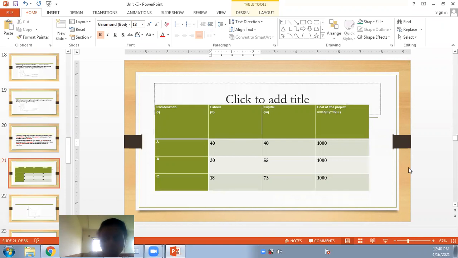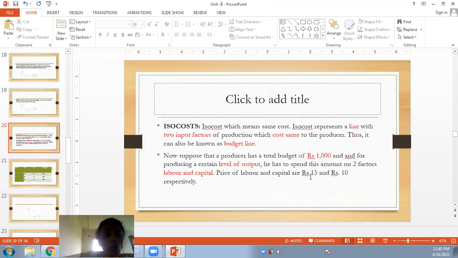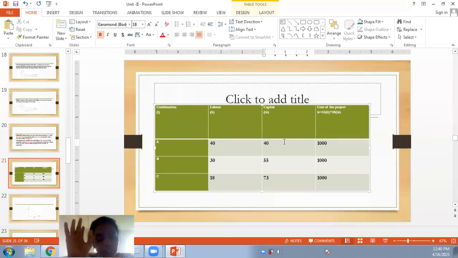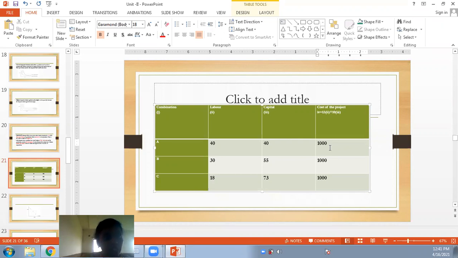Why 15 into 40? Because here we already said what the cost of labor is. 15 rupees is the cost of labor, 10 rupees is the cost of capital. In such a case, how many labor are we employing? 40. Each labor costs 15, so 15 into 40 is 600. Plus the cost of capital is 10 rupees, 10 into 40 is 400. 600 plus 400 becomes 1000. The cost of the project is 1000.